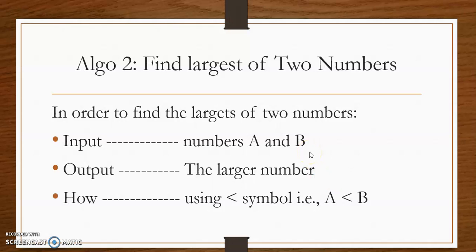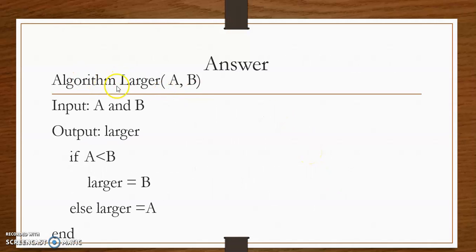So to find this out, we will write the simple algorithm Larger with inputs A and B, and the output will be the larger number. So if A is less than B, we will say larger is equal to B, otherwise larger is equal to A. So using the if else block, we are able to solve this problem of finding the larger of two numbers. In the last example, in which we had to calculate the sum, the calculation was simple, just applying an operator. Here we are applying the operator less than, along with which we are also using the if else block.